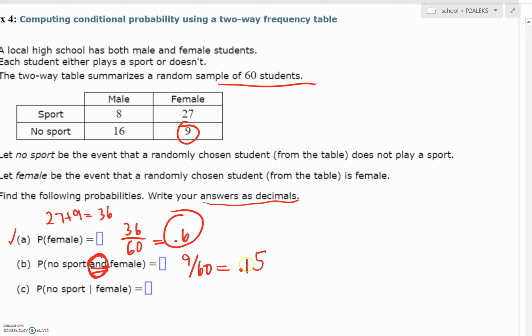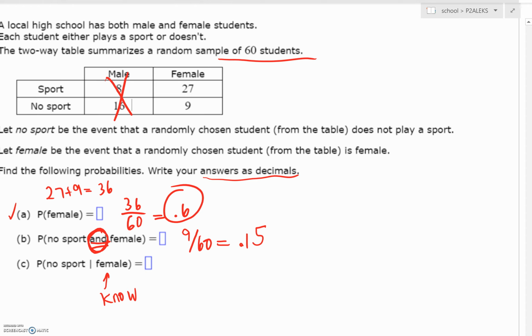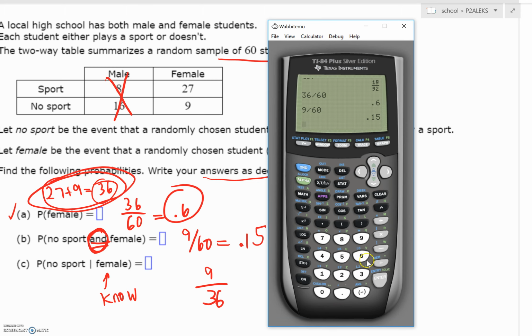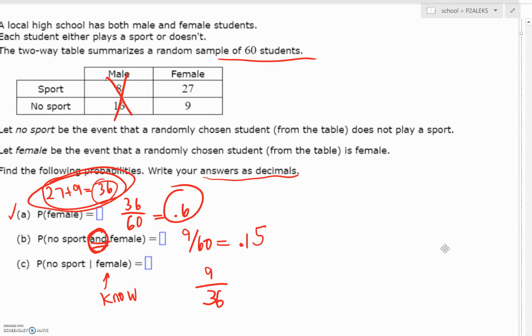Finally, you know that you have a female. So in other words, the males aren't part of this sample space. Given that you have a female, what's the probability that you select a female who doesn't play a sport? Well, we just saw from part A that there are 36 girls. Now, that's the 27 plus 9 that we just saw. Out of those 36 kids, how many of them don't play a sport? Well, that would be 9. So we're going to get 9 out of 36, which is going to be 0.25.